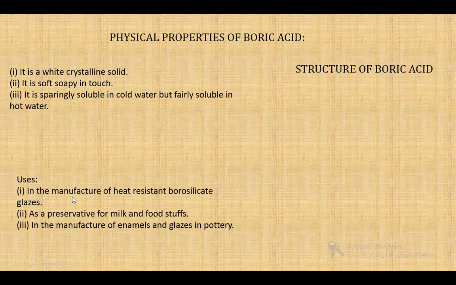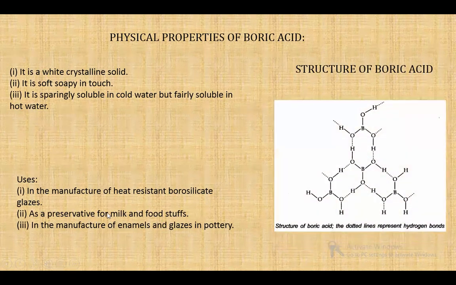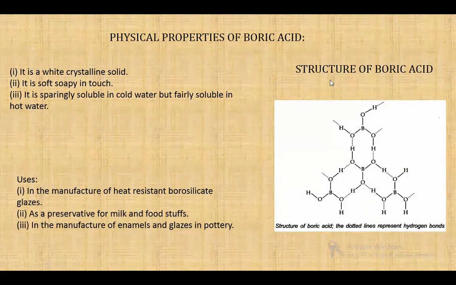Borosilicate glaze, glaze means shining article, and preservative of food and stuff manufactured in enamels and glazing potteries, used as eye wash, major important. Okay, there's the structure of boric acid. Here, the boron, oxygen, oxygen, oxygen. There's OH and OH. Okay, so H3.